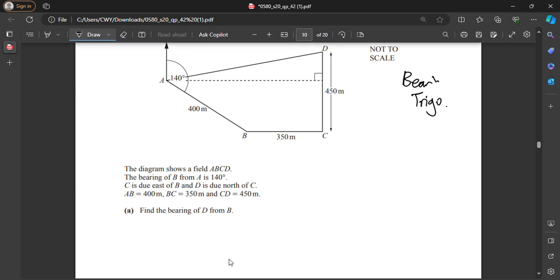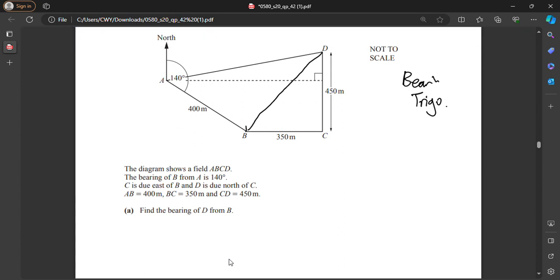So what I can suggest you to do is draw a line between D and B. You draw the two lines that connect point B and point D, which is here. So the bearing has to be measured clockwise. So from point B until it touches the line, which is this angle right here. To find this angle, I need to find this angle and then minus 90 degrees. So I have to find angle CBD.